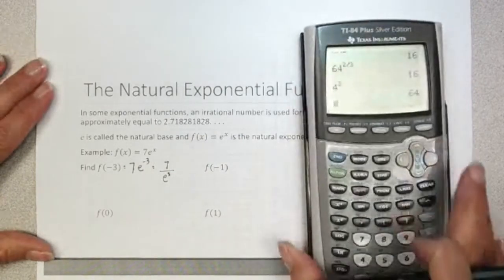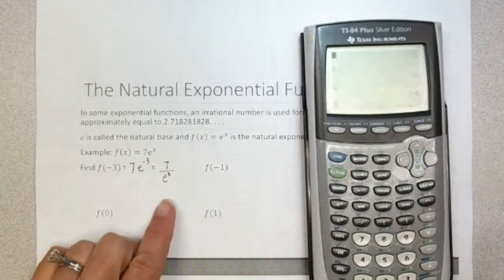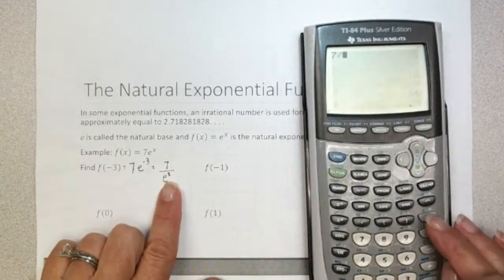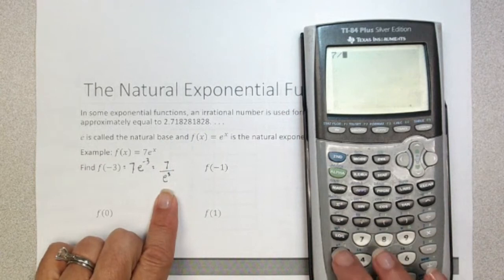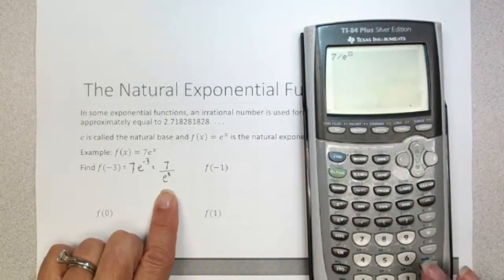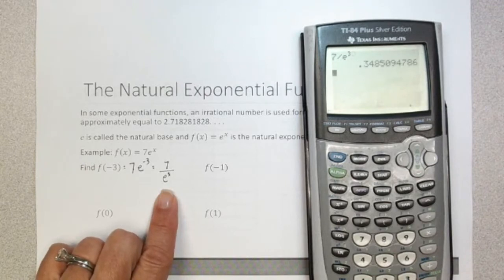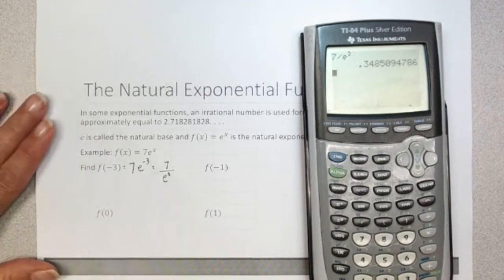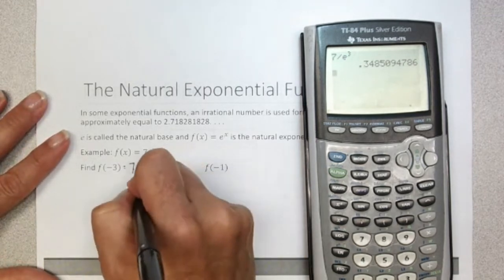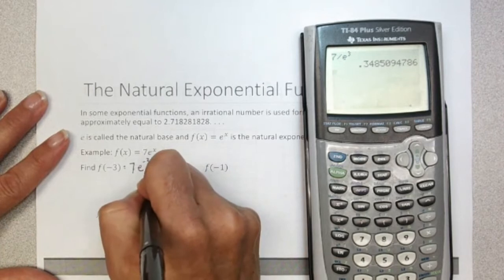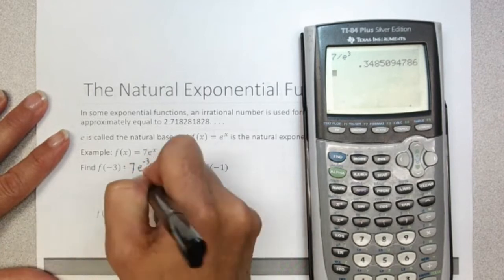If we want a decimal approximation, though, we can find it. 7 divided by e cubed. I'm going to use my e to the x key. That's a second ln on my computer. So 7 divided by e cubed approximates to 0.3485. It keeps on going. I think I'll just carry 4 decimals here. So I might say that's approximately equal to 0.3485.